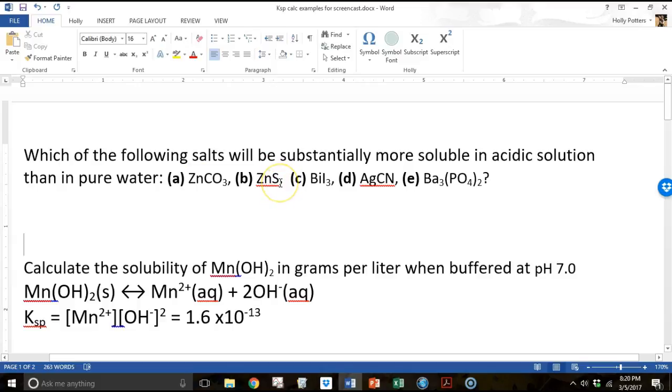Same thing with the sulfide ion. We can trace that back to H2S, which is a very weak acid. Iodide, that we would trace back to hydroiodic acid.